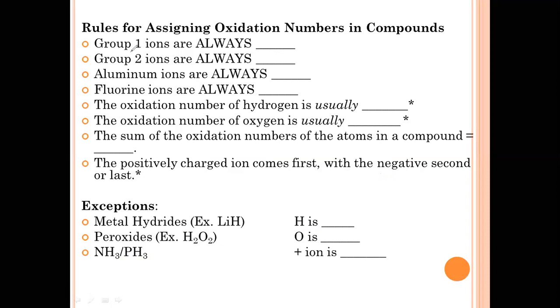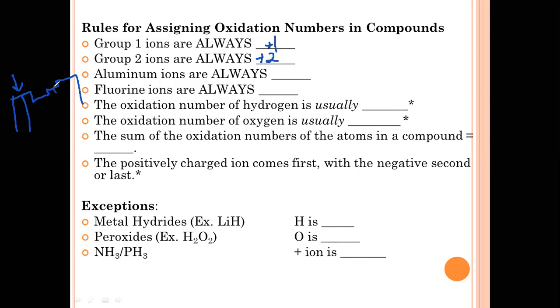Okay, so group 1 ions, if you imagine the periodic table. Group 1 are any ions found in the first column. They're always +1. Group 2 are found in the second column. They are always +2.